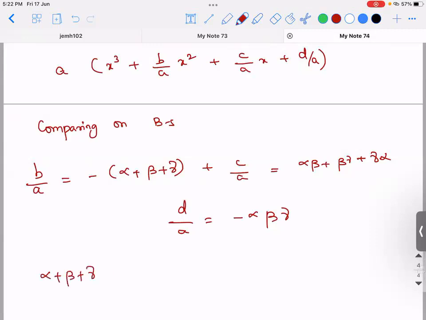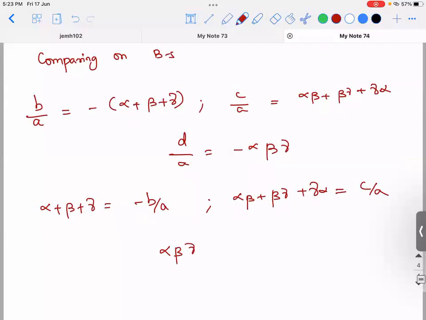So alpha plus beta plus gamma is minus B by A. You already know this, right? Beta gamma plus gamma alpha is equal to C by A. Sorry, no plus here. It's a gamma. And alpha beta gamma is equal to minus D by A. That's clear? So like this, you can do for any polynomial, any degree polynomial.